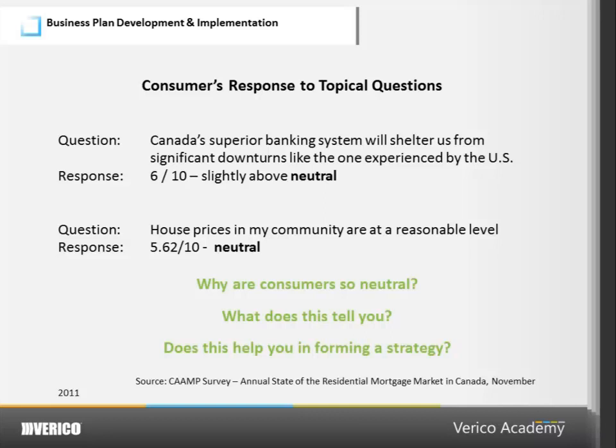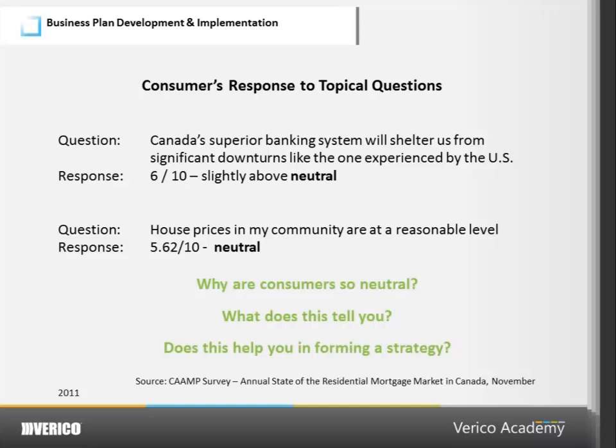So what you have to think of is, why are the consumers so neutral? What does this tell you about the consumers? And does this help you in forming a strategy? We think perhaps the consumer just doesn't know what to think because they have had so many opinions, so much from the media, that they just don't know what's going to happen next, because some things that have happened in the past 3 years are things that we never thought would happen. This can help you in forming your strategy. What we do know about the consumer is that they're looking for you to be a specialist.